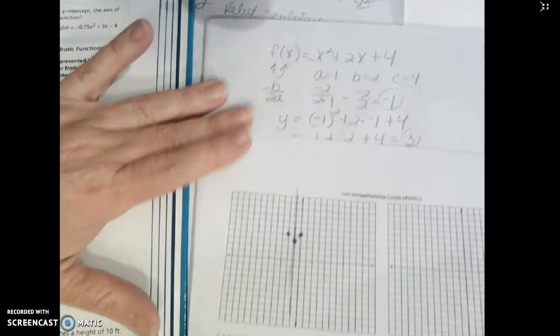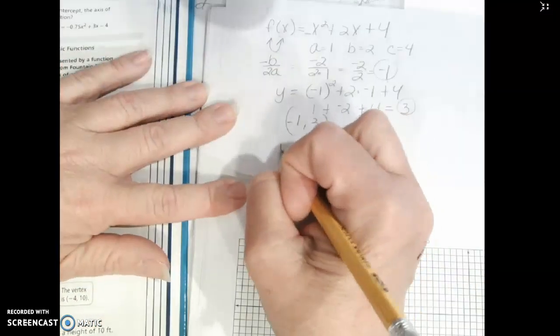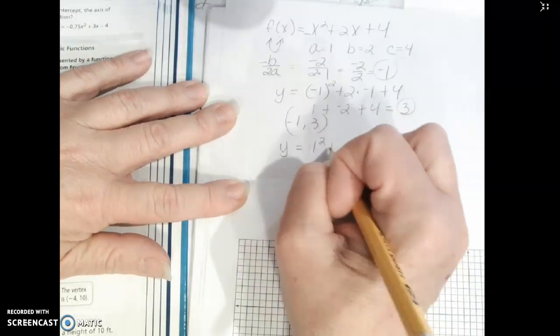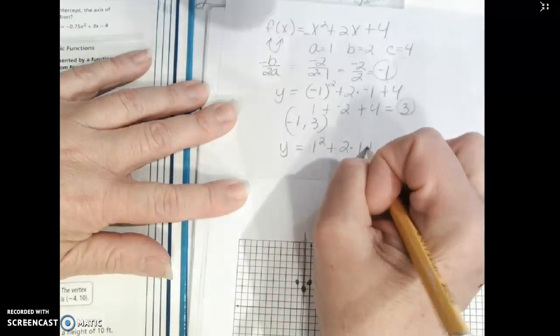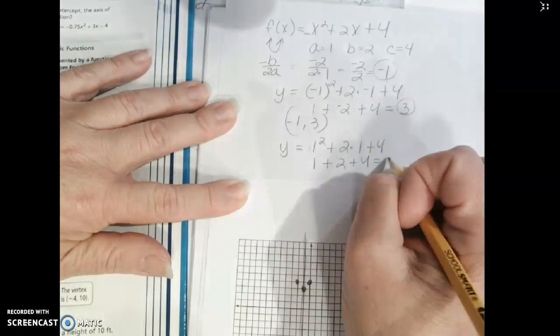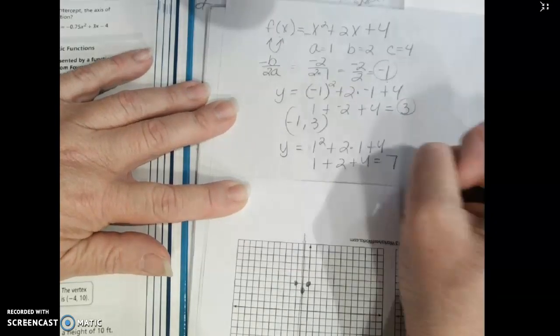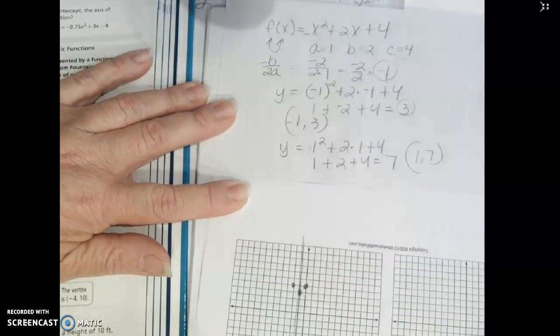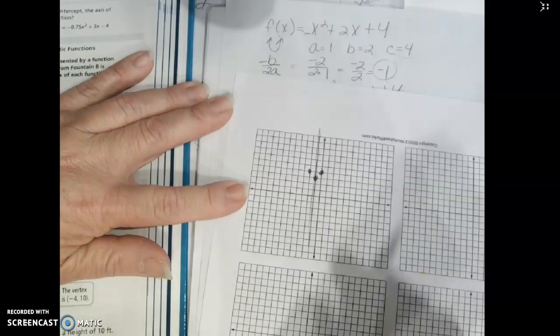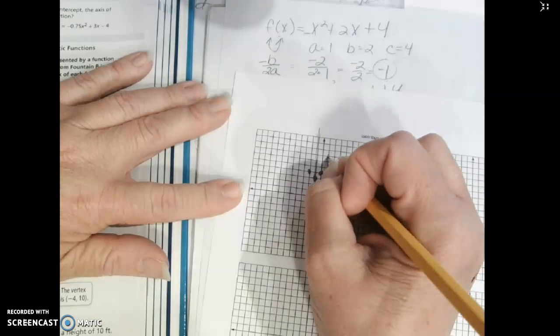So now I'm putting in 1 for x and seeing what my y value would be. Y equals 1 squared plus 2 times 1 plus 4. 1 plus 2 plus 4 equals 7. So I now have the point 1, 7. Here's 1, and I go 1, 2, 3, 4, 5, 6, 7.